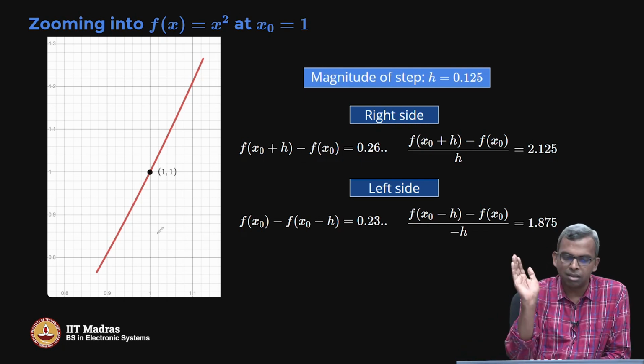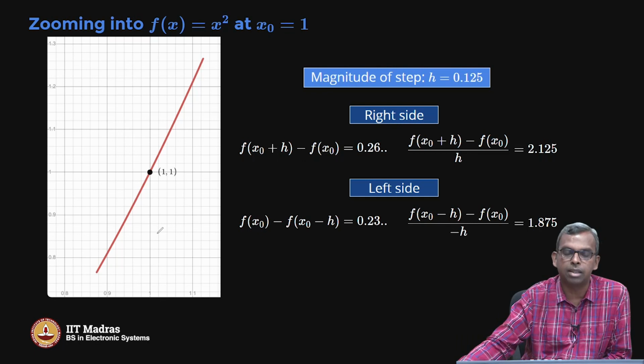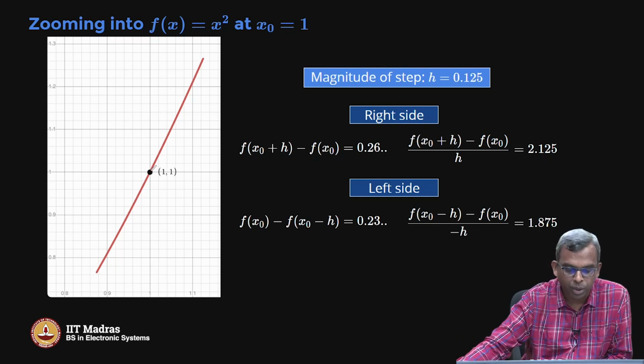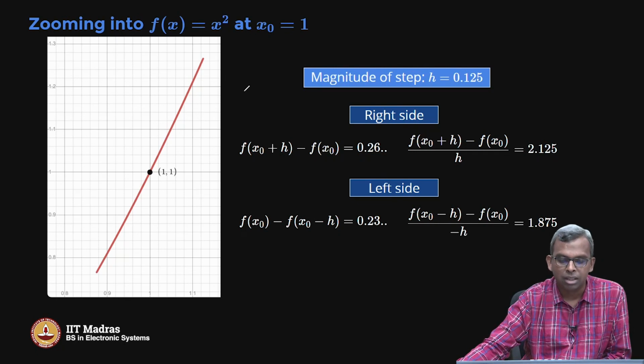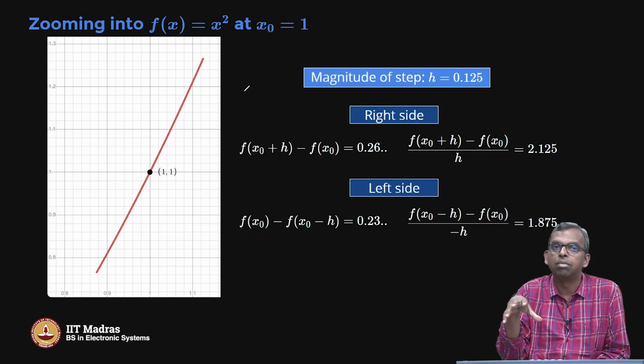Earlier we could see the curve. Now, once I've zoomed into this step of 0.125, I'm going from 1 to 0.875 on the left side. From 1, I'm going to 1.125 on the right side. There are corresponding values for the function itself. And if you compute the slope, the slope on the right hand side is 2.125. The slope on the left hand side is 1.875. You can do these calculations. It's very easy to do. And the most striking thing is how the curve looks almost like a straight line at this kind of zoom, right?